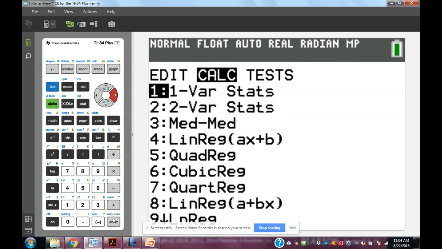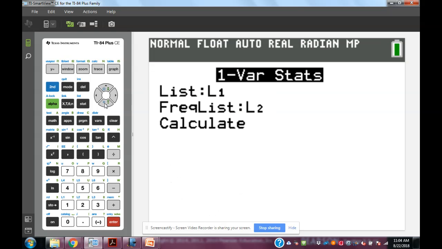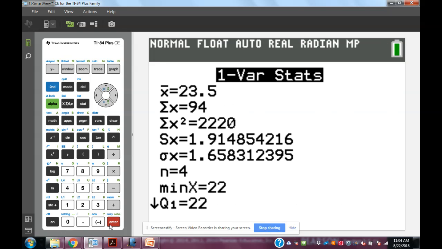calc, one variable stats. And do I have a frequency list here? No, so make sure you get rid of that. You should have used that on the test. 23 and a half is the mean, okay? Standard deviation, Sx, is 1.91. How are they figuring that out?